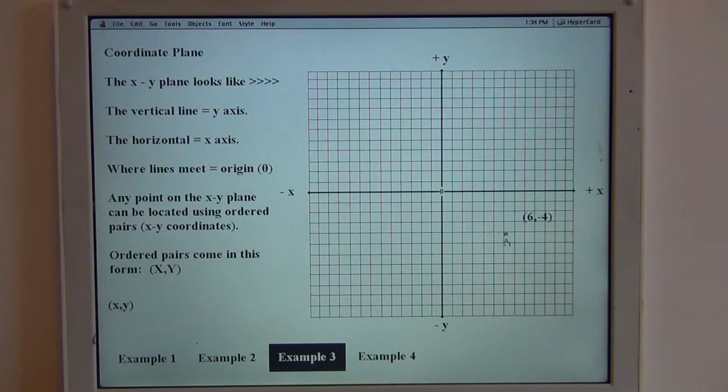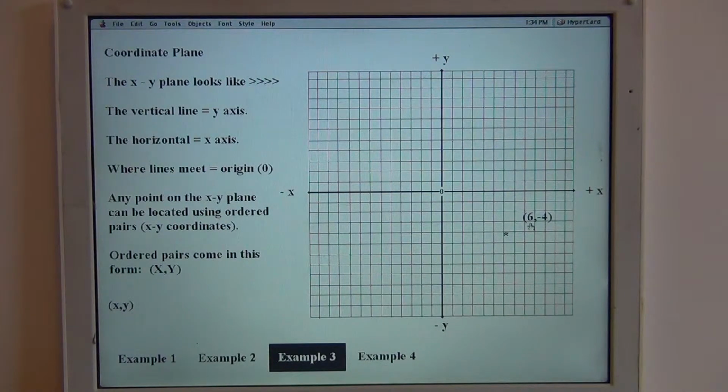Okay, here you're out in the woods and you're lost, but you have a coordinate map, and you call me, and I have the same coordinate map also. And I said, well, where are you? You say, well, I'm at 6, negative 4. Well, I know exactly how to find you then.